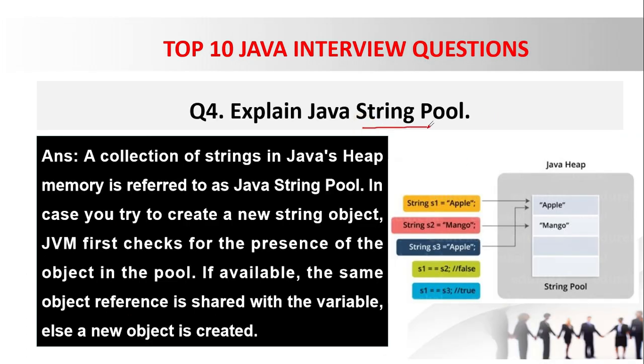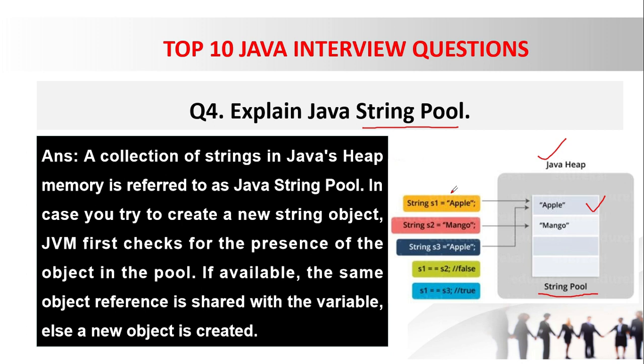What is the Java string pool? Let's understand what the string pool is. Whenever we create a string variable, that variable's value is stored in heap memory. The collection of strings in Java heap memory is referred to as the Java string pool. You can see here I have 2 values, apple and mango, and if I have more values, all of these are stored in heap memory, and collectively they are called the string pool.